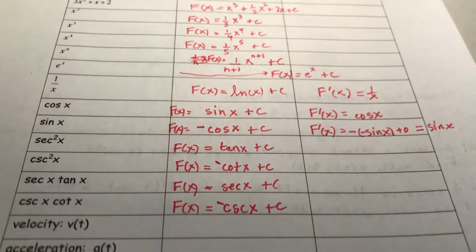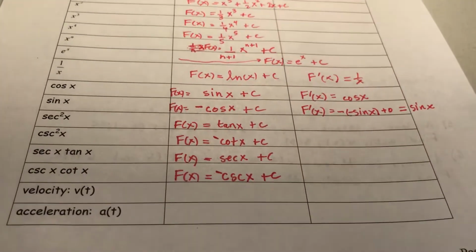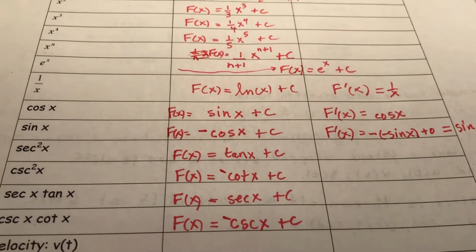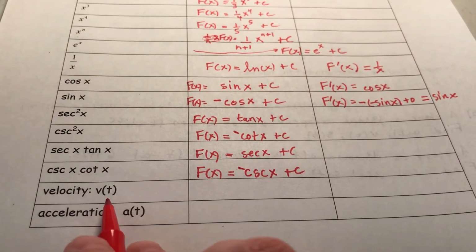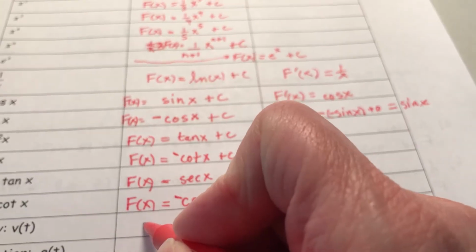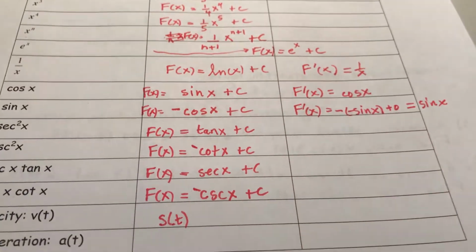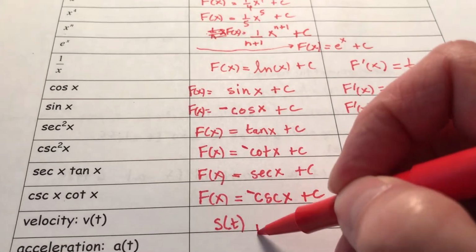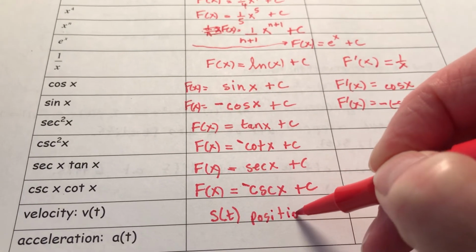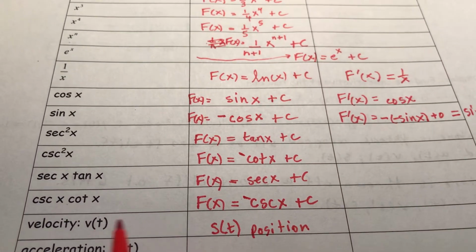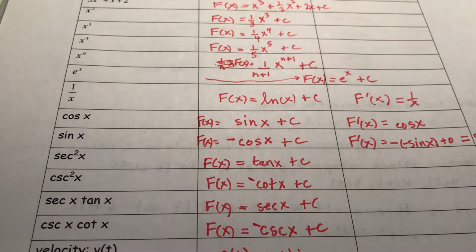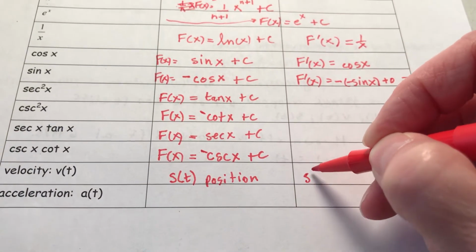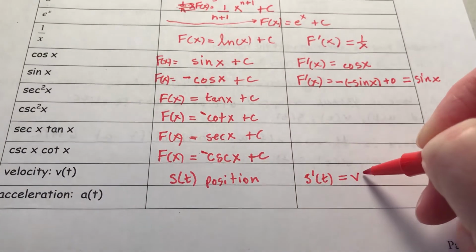All right, so that is a lot that we have to work with, looking at antiderivatives. So the antiderivative of velocity. So which function s of t is the function where we take the derivative, and I'm just going to leave it like this, position. So the derivative of the position function is velocity. So I'm going to write that over here. S prime of t equals v of t.